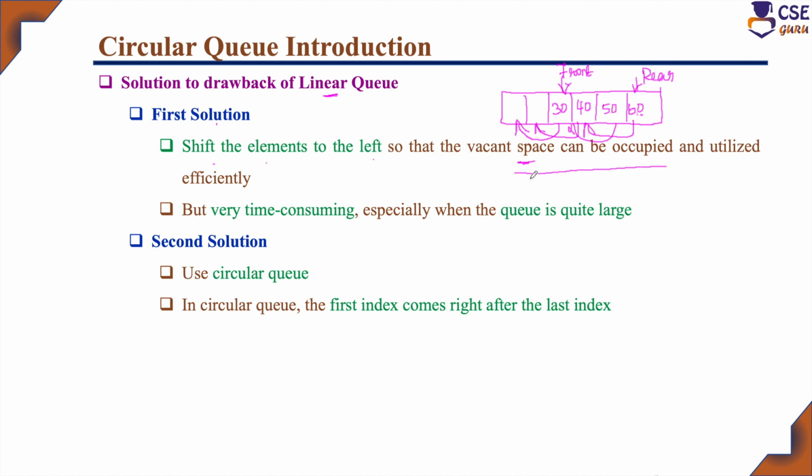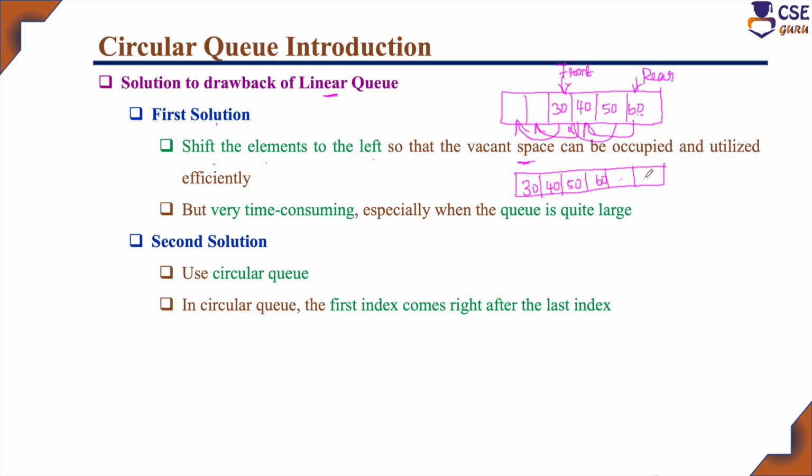So how will it be? You have to shift the elements to the previous, freed memory location. 30, 40, 50 and 60 will be there. Now 2 memory locations will be free, so you can utilize these free memory locations now.